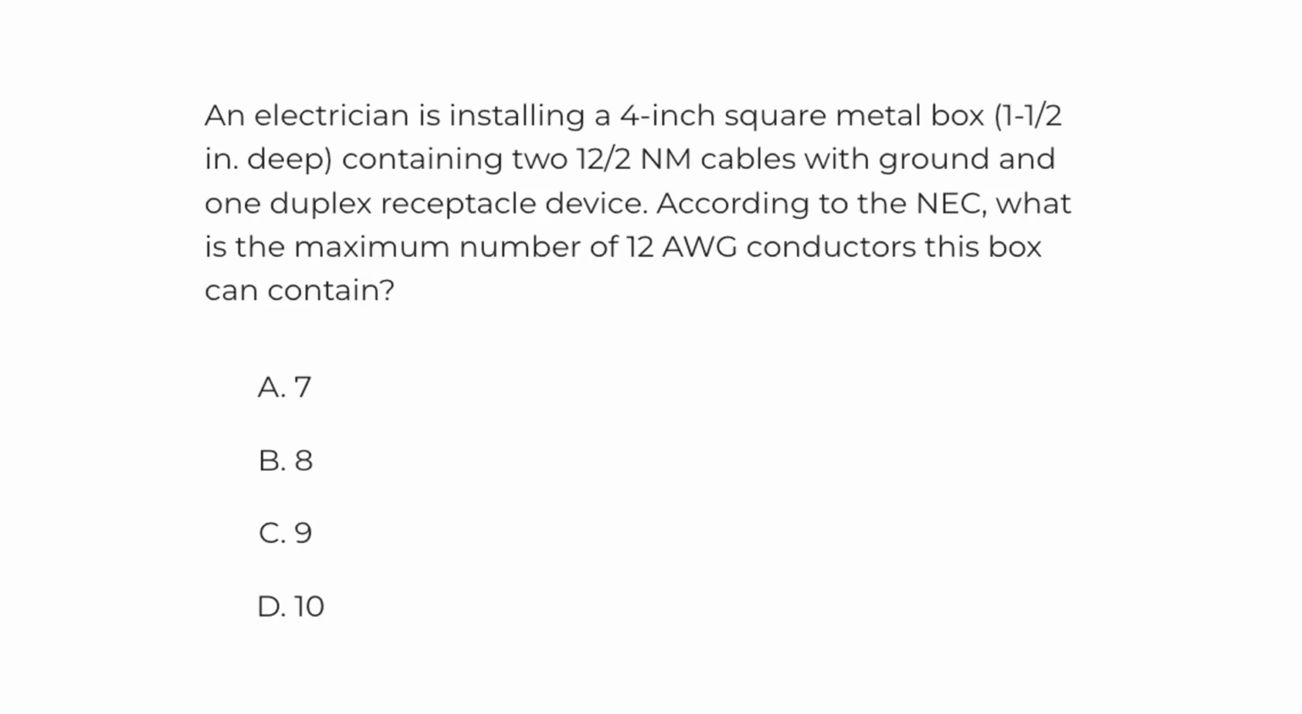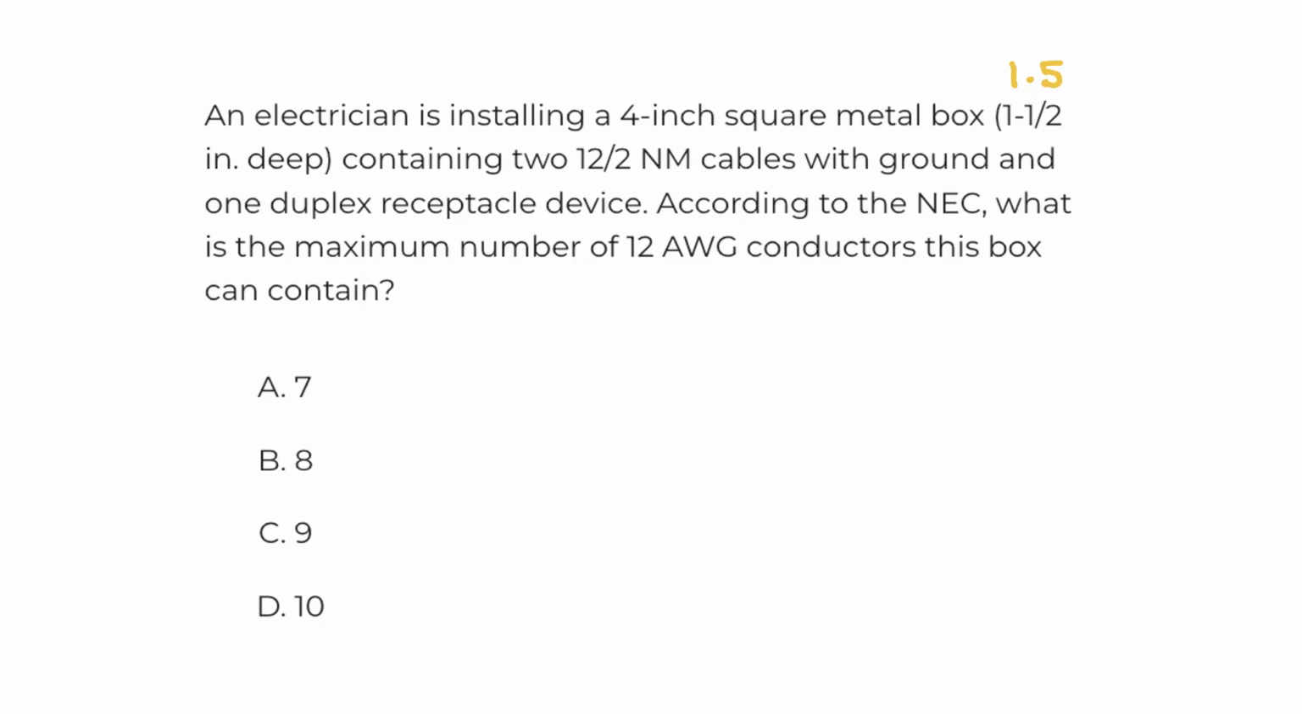So this question asks, an electrician is installing a 4-inch square metal box that is 1.5 inches deep, containing two 12-2 NM cables with ground and one duplex receptacle device. According to the NEC, what is the maximum number of 12-gauge conductors this box can contain? Is it A, 7, B, 8, C, 9, or D, 10?